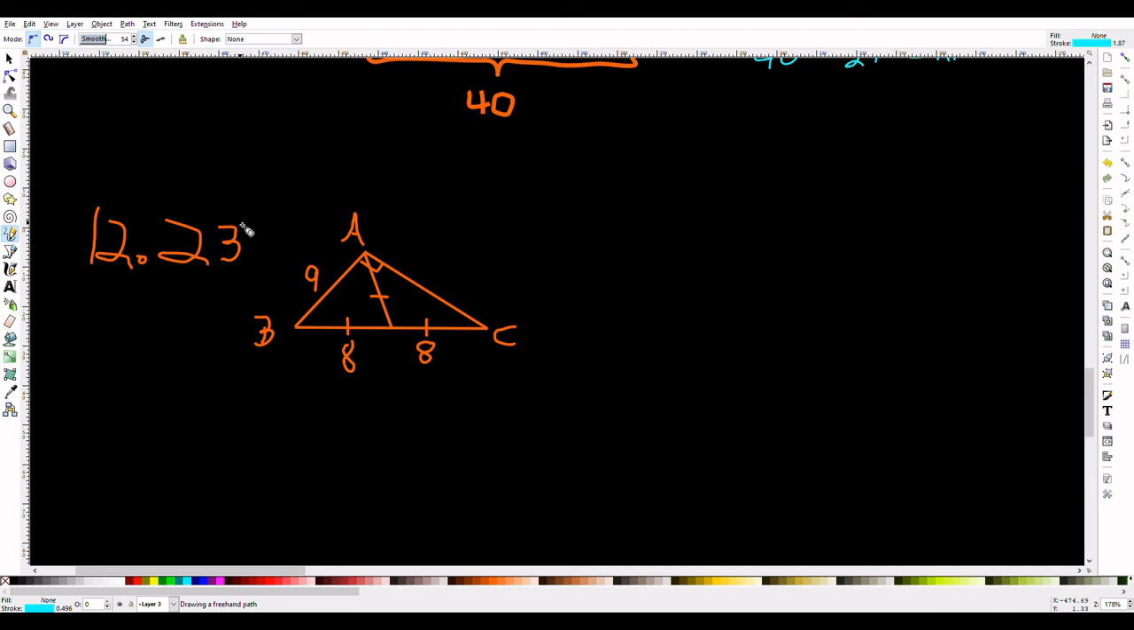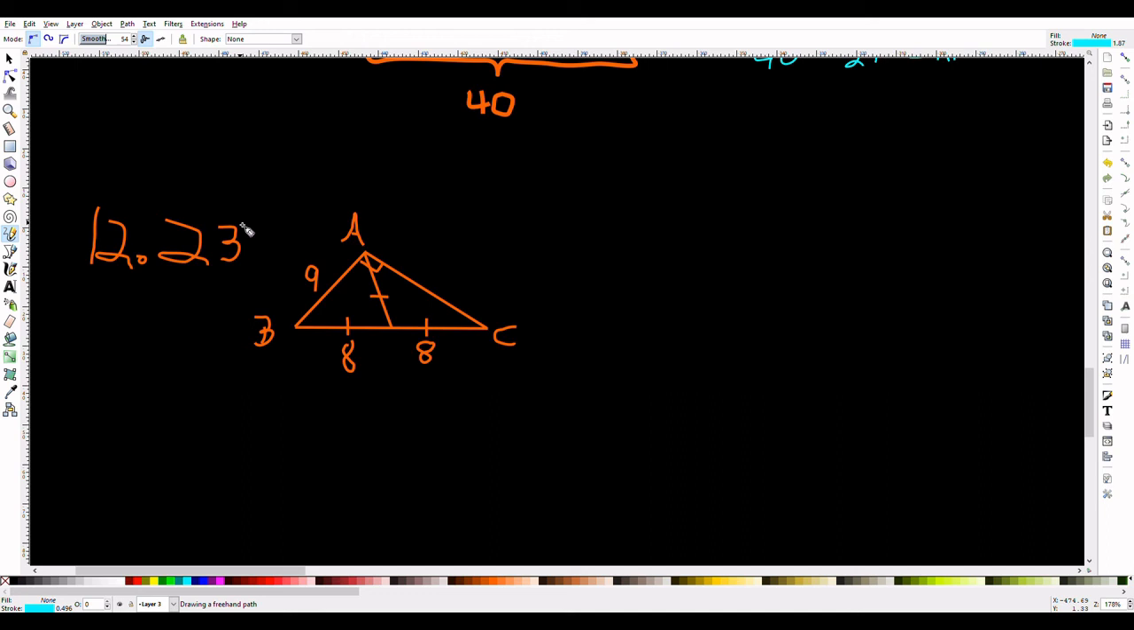Median AM of triangle ABC has length 8. Given that BC equals 16 and AB equals 9, find the area of triangle ABC. So first thing I do is I draw a triangle ABC and I labeled my lengths. AM equals 8. And I know that AM is a median. Maybe you don't remember what a median is.